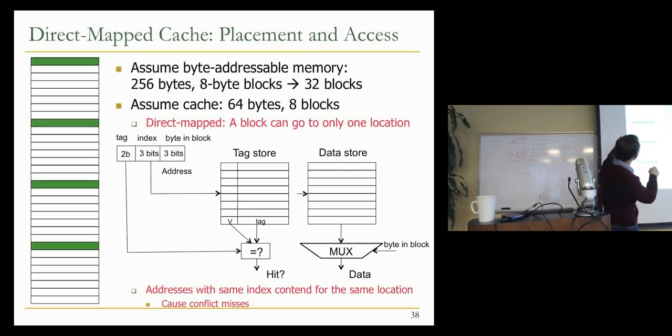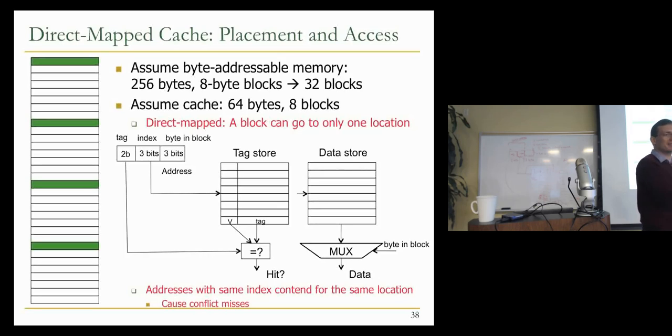And each block can go to a single location in the cache, because of their index. You have only one block that can be stored at a given index, right? And what is stored in that index is determined by the tag bits of the block that's stored there. Blocks that have the same index bits map to the same location in the cache, and you cannot store both of those blocks at the same time. Whenever you need to access them one after another, you'll get conflict misses. Make sense? You've heard about conflict misses, probably.